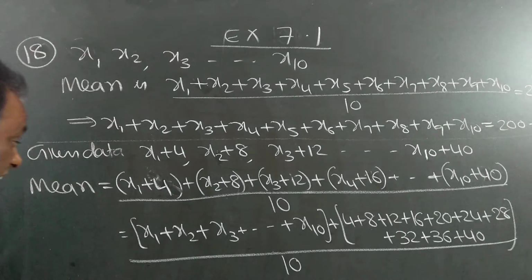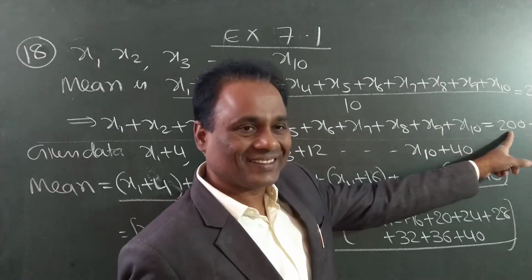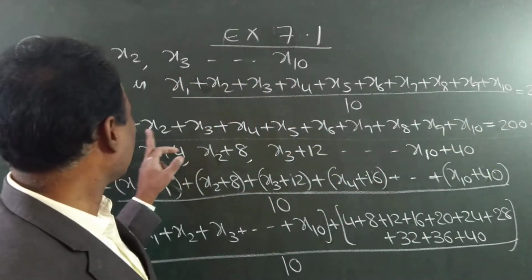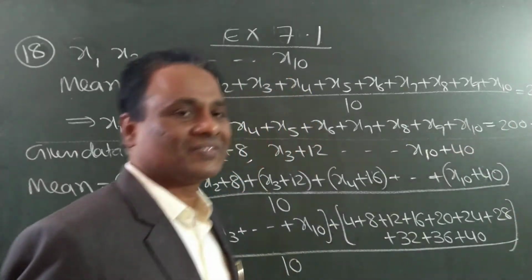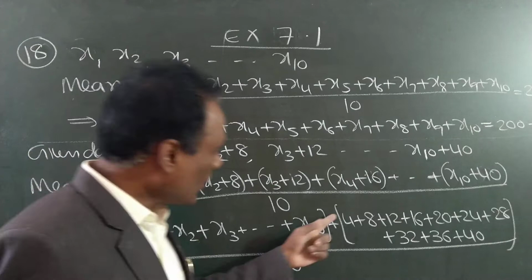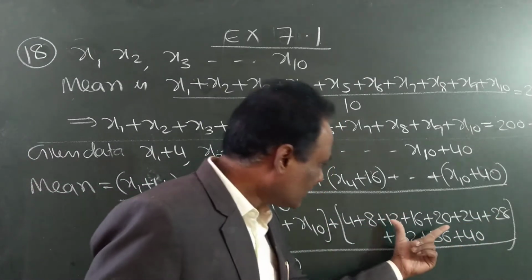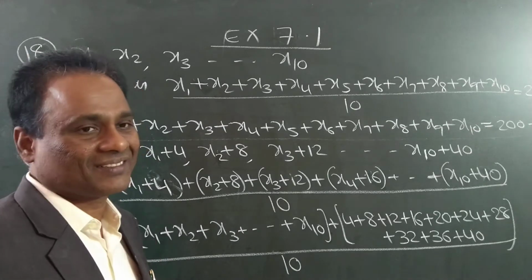See students, this total value is 200. X1 plus X2 plus X3 plus X4 up to X10 is 200. This total value is 200. You add all these numbers, this plus this, 200 you add. Divide by 10, that is the answer.